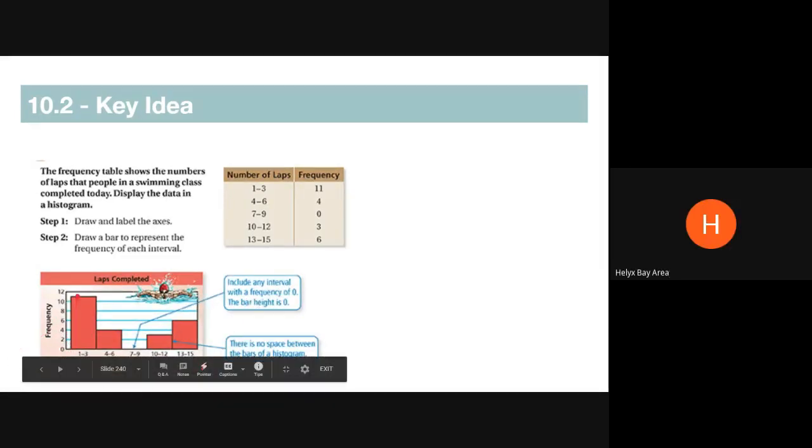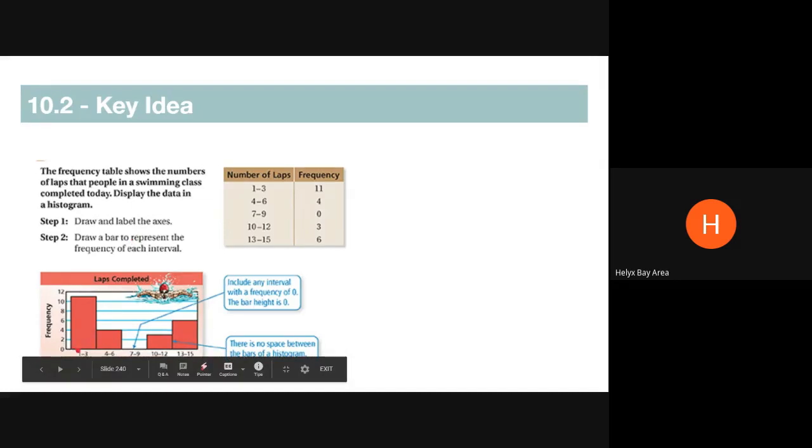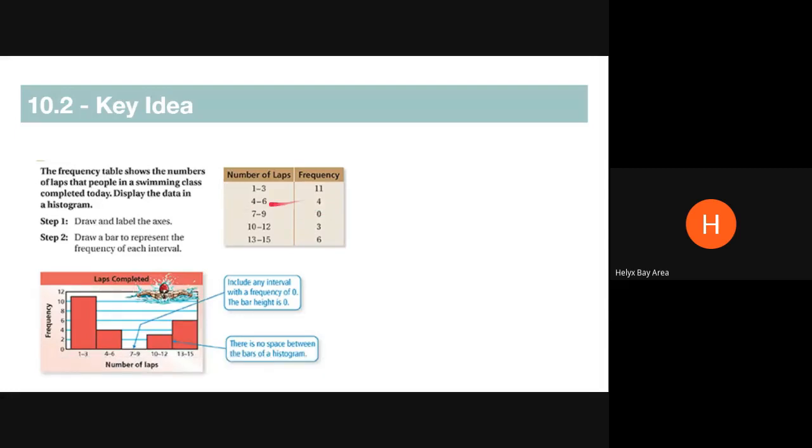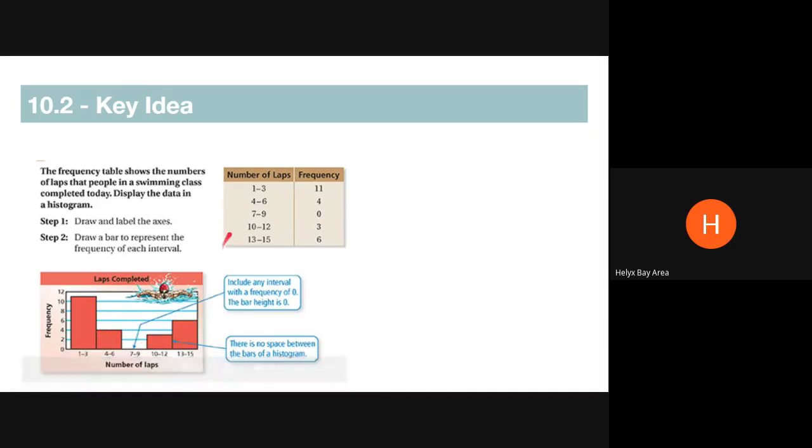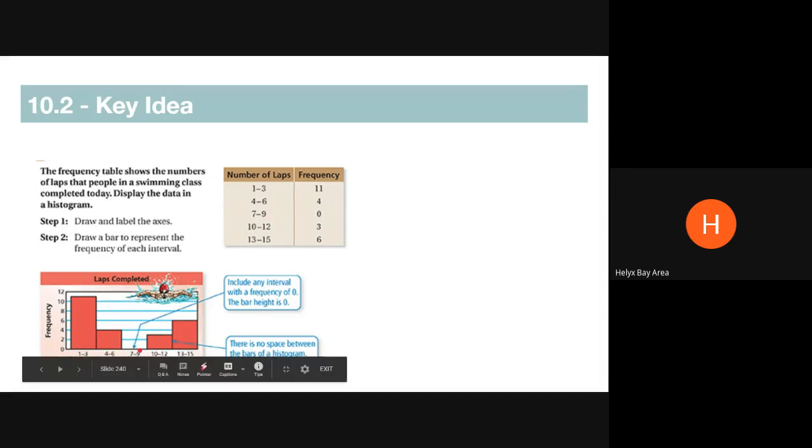So 1 to 3, right? The number of people that did 1 to 3 laps was 11, right? So 1 to 3 on the graph right here covers 11 of these bricks. So 11 is the frequency of the number of people that did that many laps. 4 to 6, again, the frequency is 4. So 4 people did 4 to 6, right? And 7 through 9, nobody did that. So you would still include that interval, but the bar height is 0, right?